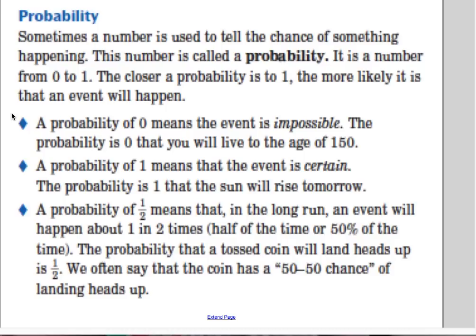The probability is 0 that you will live to the age of 150. A probability of 1 means that the event is certain. The probability is 1 that the sun will rise tomorrow. A probability of 1/2 means that, in the long run, an event will happen about 1 in 2 times, half of the time, or we might say 50% of the time. The probability that a tossed coin will land heads up is 1/2. We often say that the coin has a 50-50 chance of landing heads up.